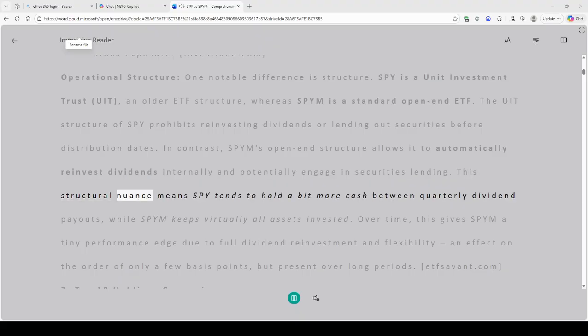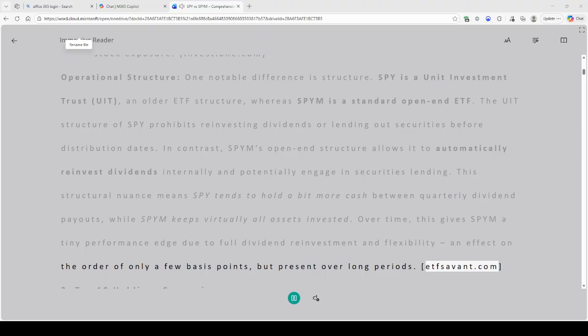This structural nuance means SPY tends to hold a bit more cash between quarterly dividend payouts, while SPYM keeps virtually all assets invested. Over time, this gives SPYM a tiny performance edge due to full dividend reinvestment and flexibility, an effect on the order of only a few basis points, but present over long periods.